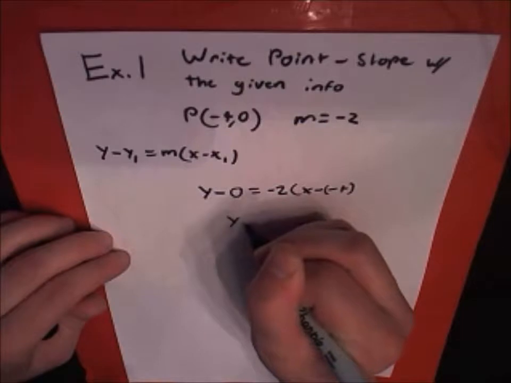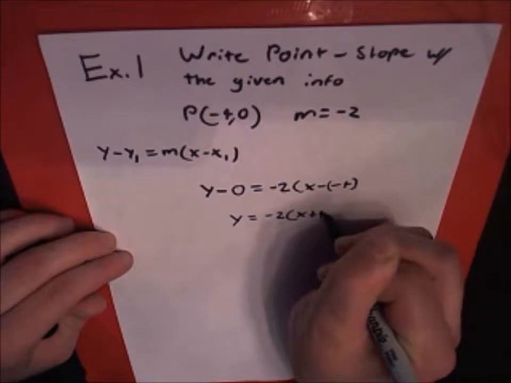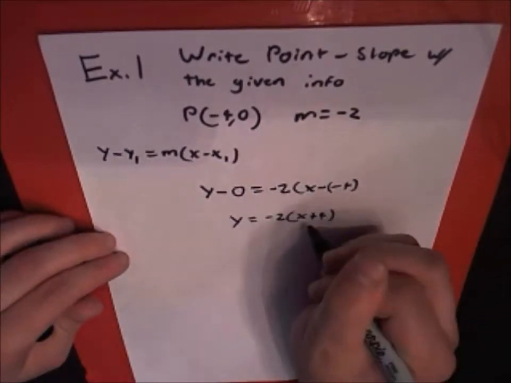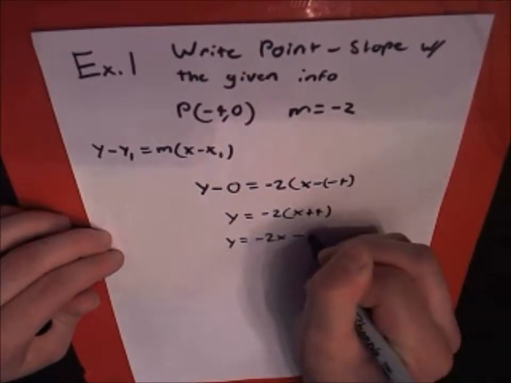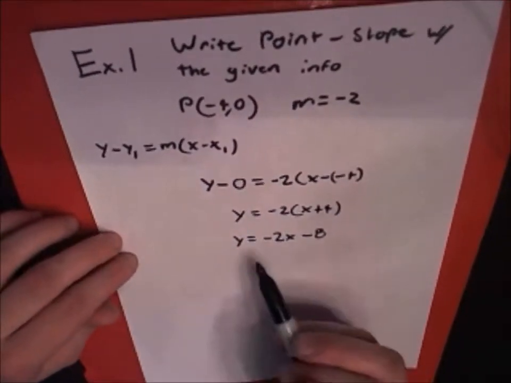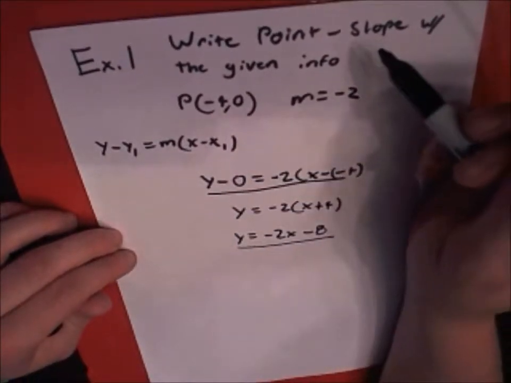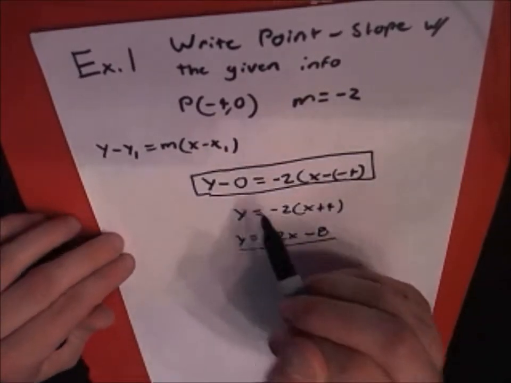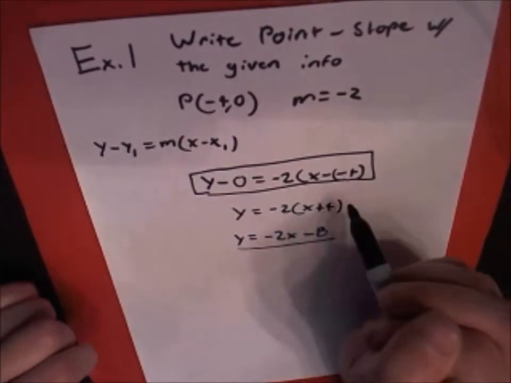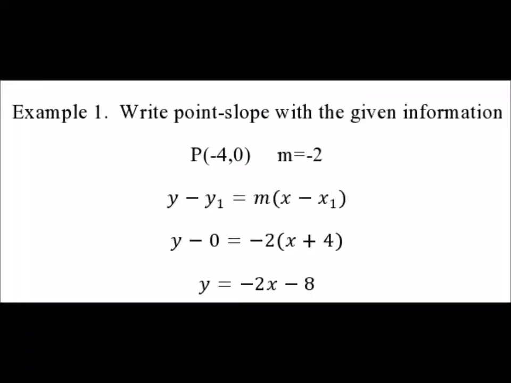So we have y equals negative 2 times x plus 4, and of course take the negative 2 and distribute it in. Y equals negative 2x minus 8. And there is the slope-intercept form. Up here is what the given was, as what we were asked, point slope. Y minus 0 equals negative 2 times x minus negative 4. Here it is computer written out, so if you want to pause the video and copy the information, you can right now.